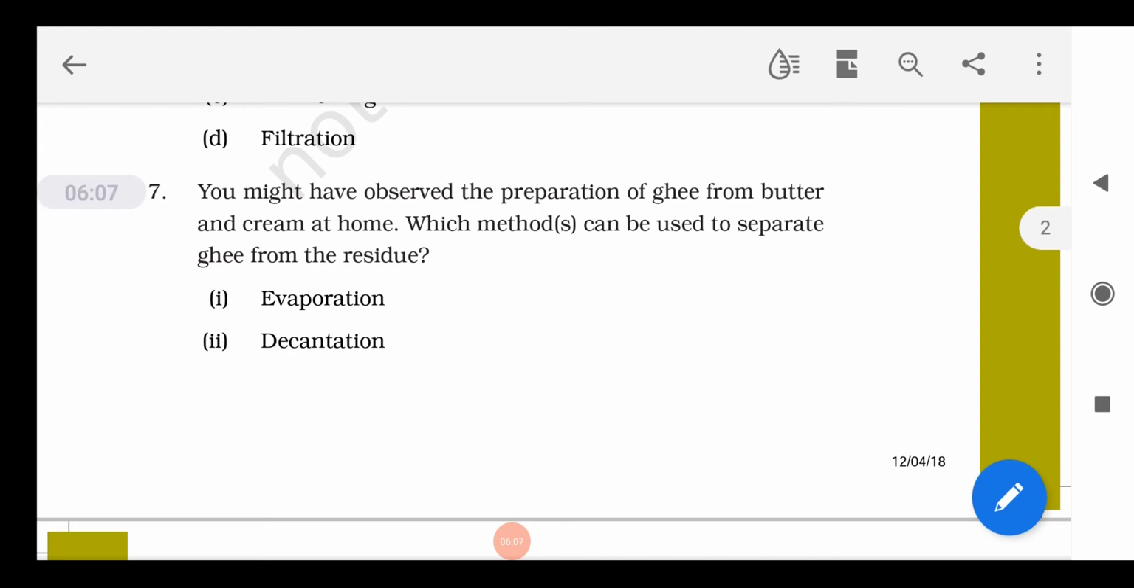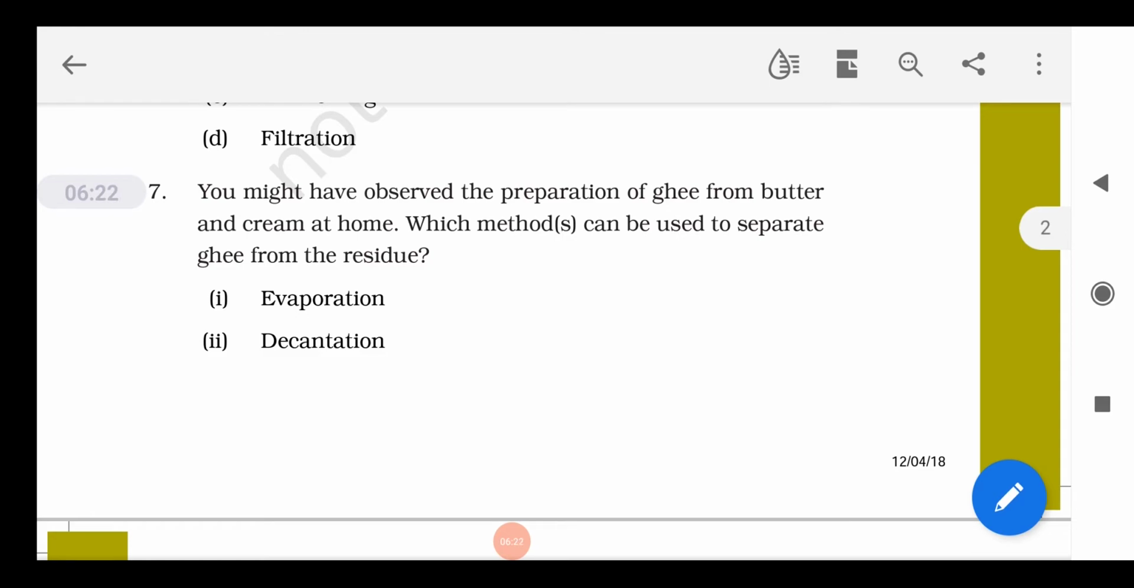Okay, now you have to separate it from the residue. Residue is in the solid form. So what you will do, you will do the decantation. Matlab, you will take that ghee mixed with the residue in a container, and then you will tilt the container.